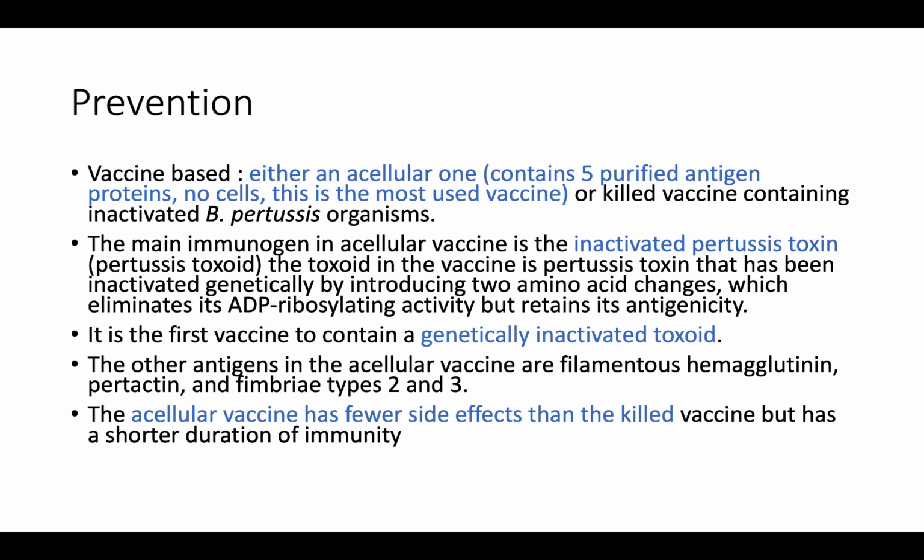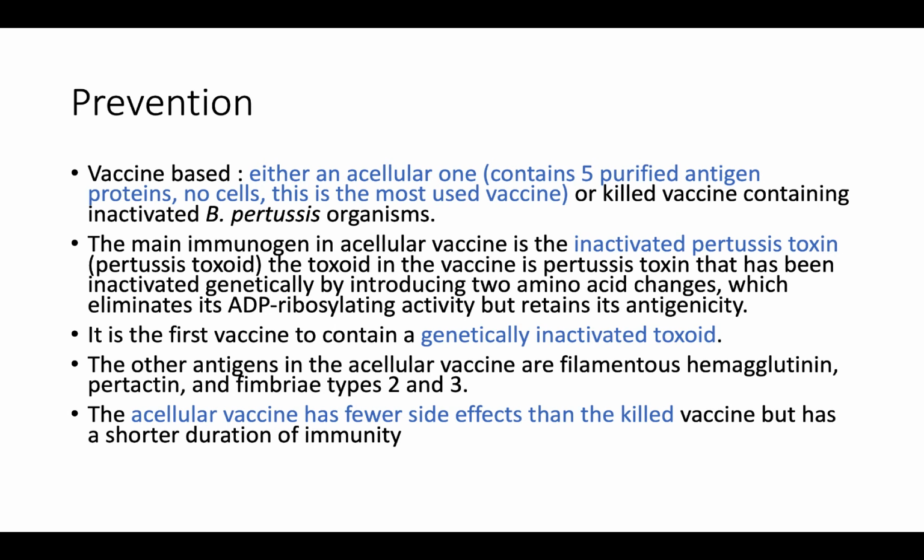Prevention, we said, is part of the DTaP. The acellular one, the aP, contains 5 purified antigen proteins with no cells, and this is the most used vaccine. Acellular means only proteins, no cells. Killed vaccines are the old ones that some countries still rely on. The main immunogen in the acellular vaccine is the inactivated toxin, the pertussis toxoid, that is modified to become inactivated, unable to cause any symptoms.